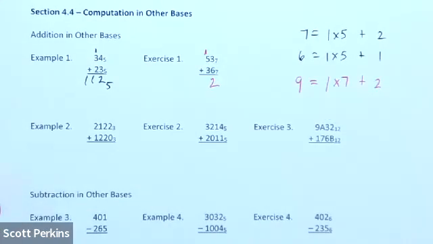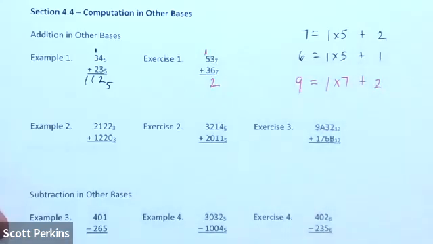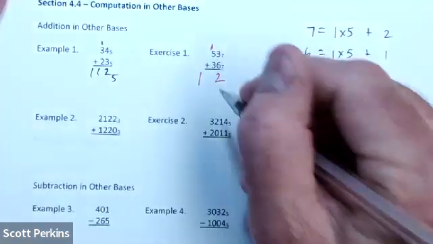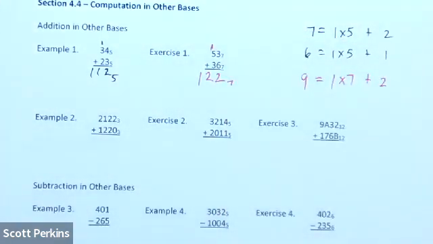I'm going to do the same thing in the next column. 1 and 5 is 6, plus 3 is 9 again. And now I don't have any other columns, so that's going to be 1 full group of 7 and 2 left over. Put a little base 7 there on the end, so anyone reading this knows that I've done that calculation in base 7. I know it's a little tricky the first few.